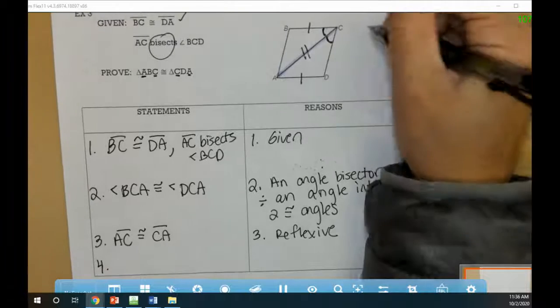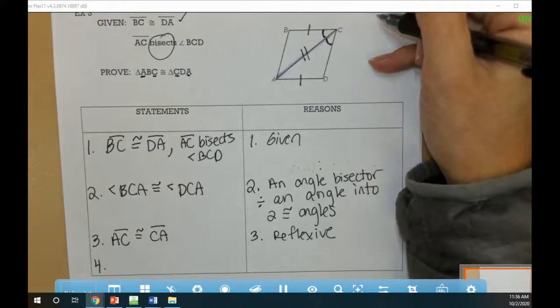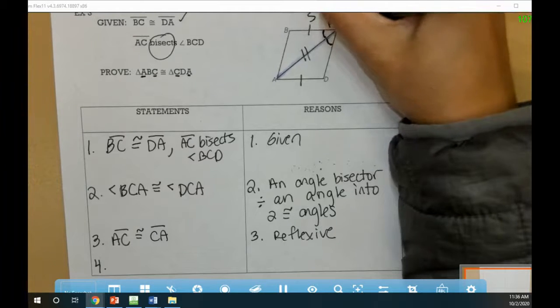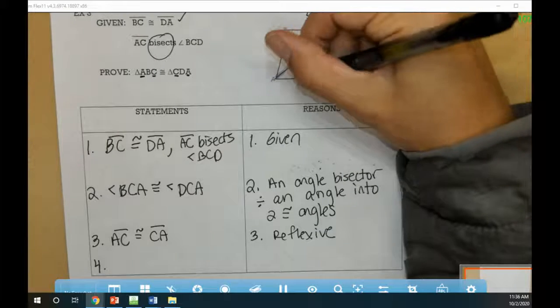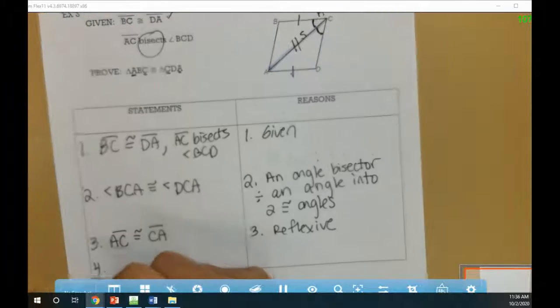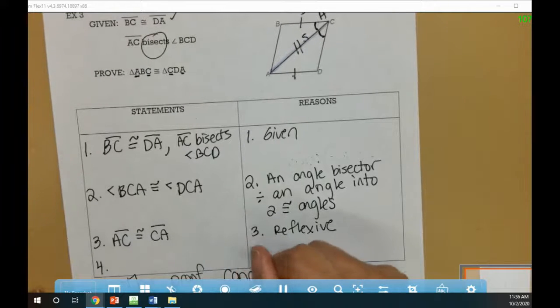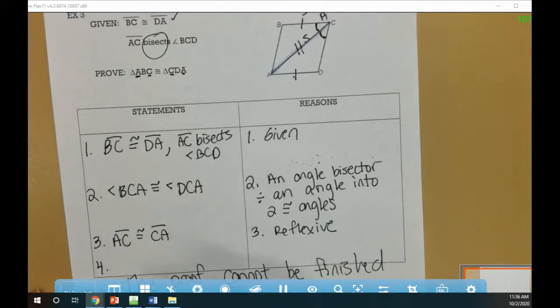That is all I need to prove. Now wait a second, we've got side, angle, side, and then we've got angle, side, side. So this proof cannot be done. The triangles are not congruent.